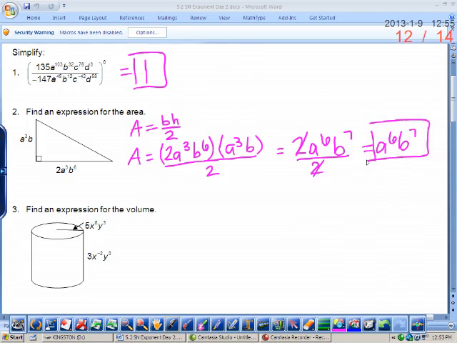Wait, so you can't do a to the 9th? I'm sorry? No, you're not going to do the Pythagorean theorem here.